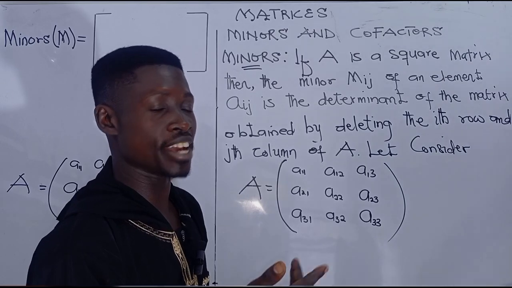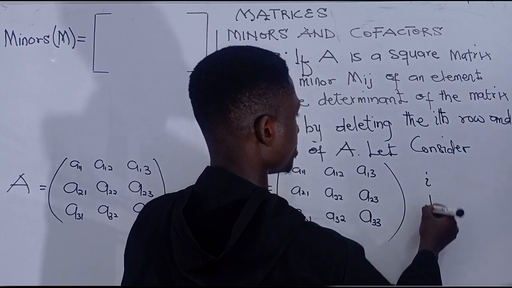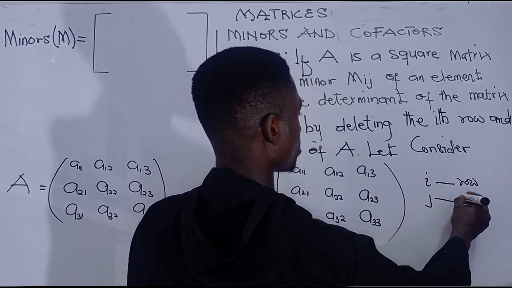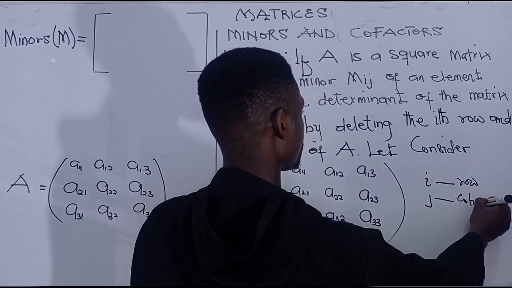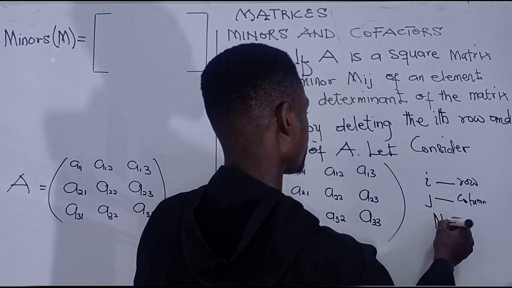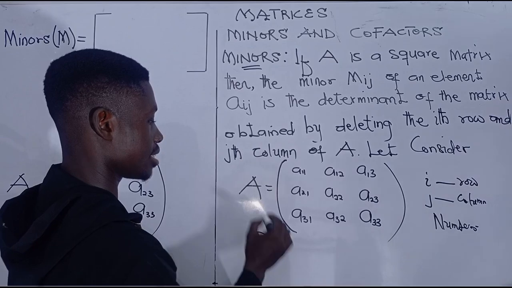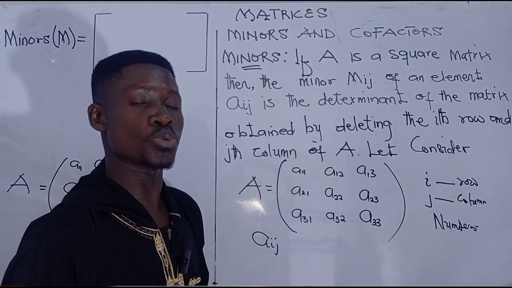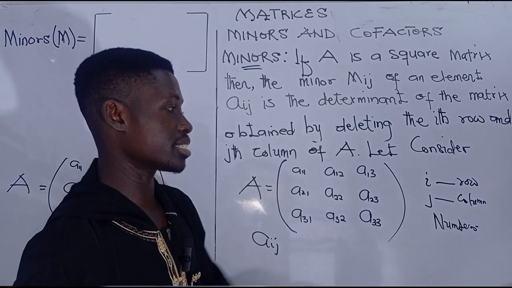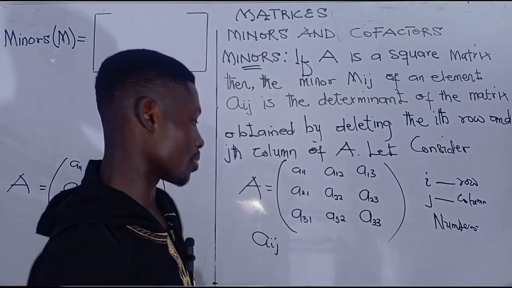Let me explain the i and then the j in this aspect. The i refers to the row, and the j refers to the column, where i and j are numbers. So the Aij is just to tell us the position of the entry within the matrix. I is the row and j is the column.